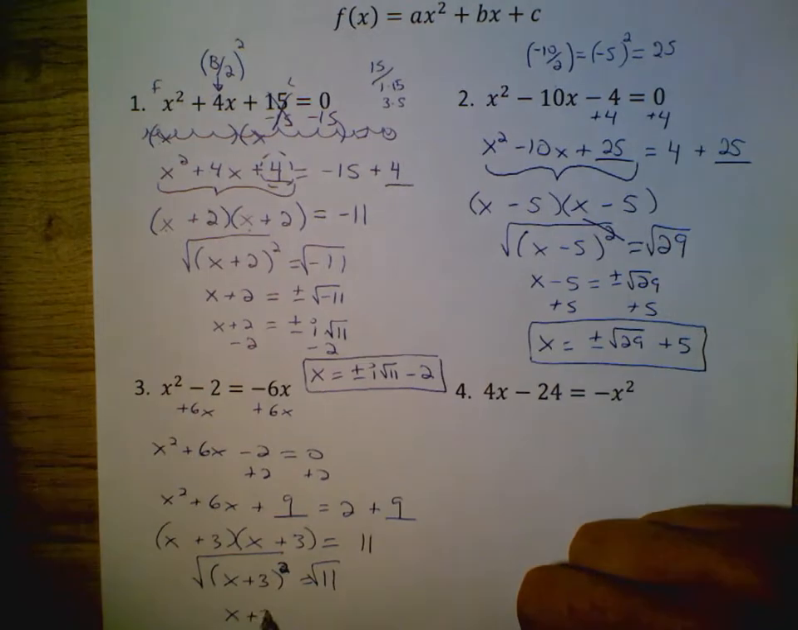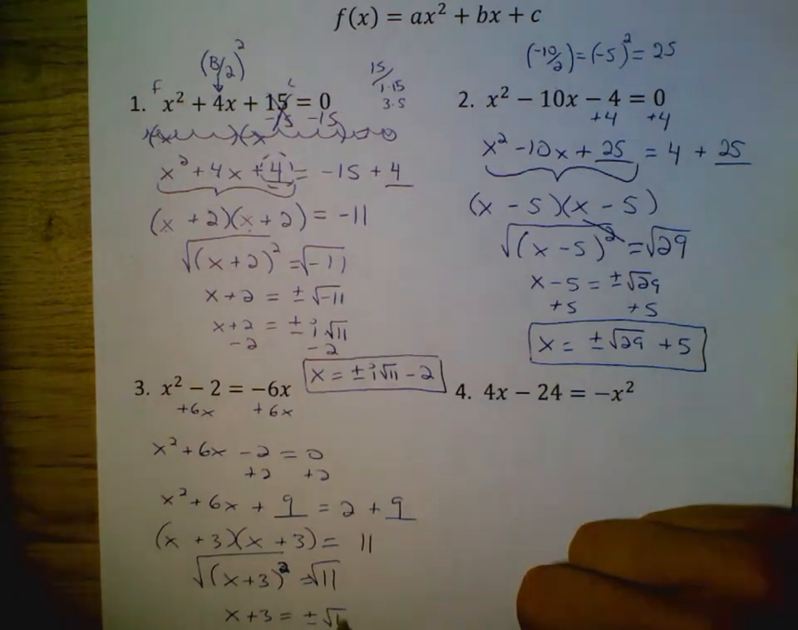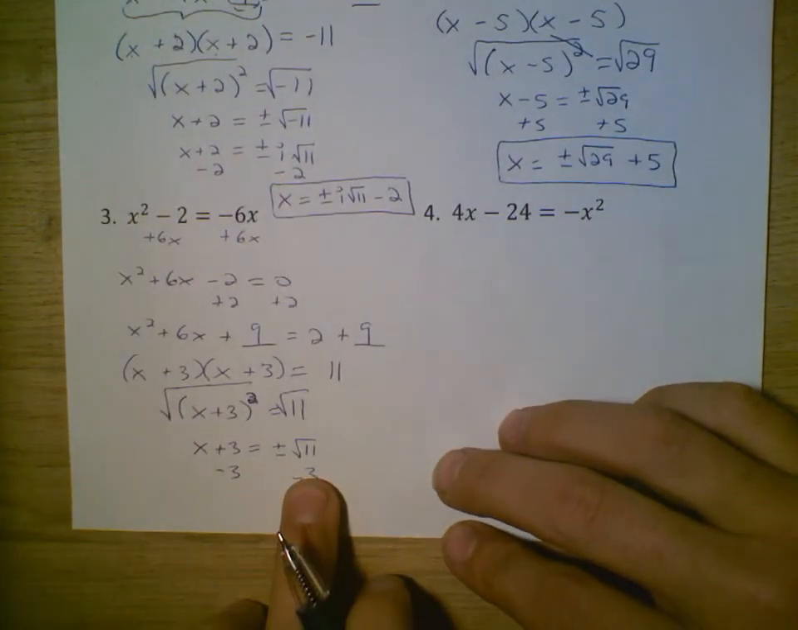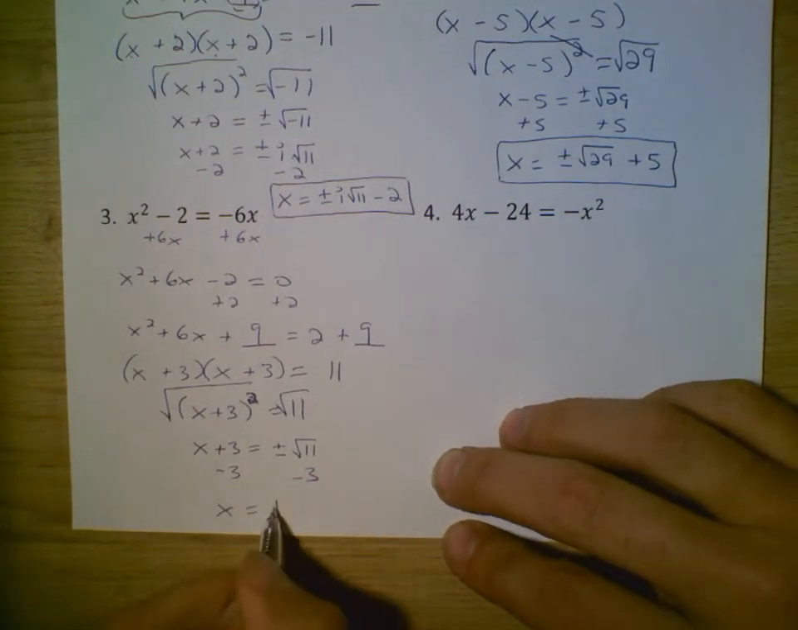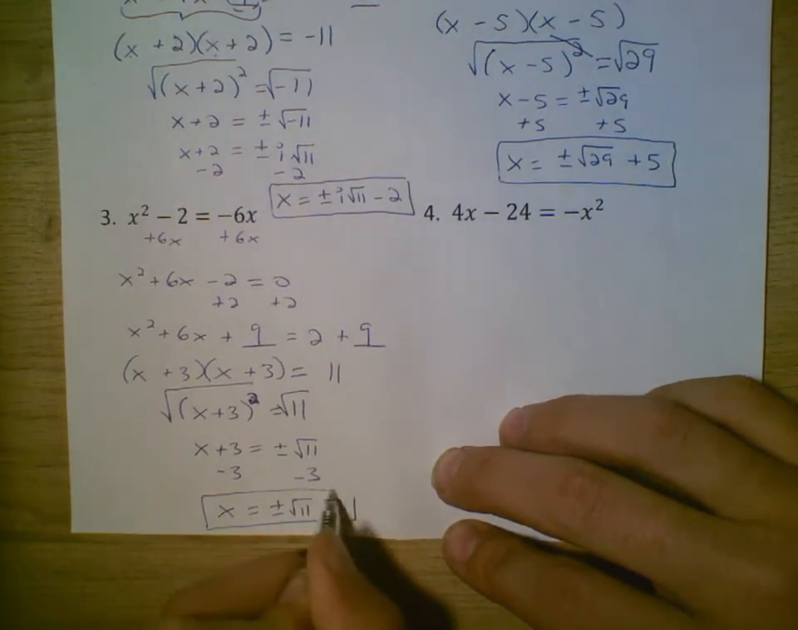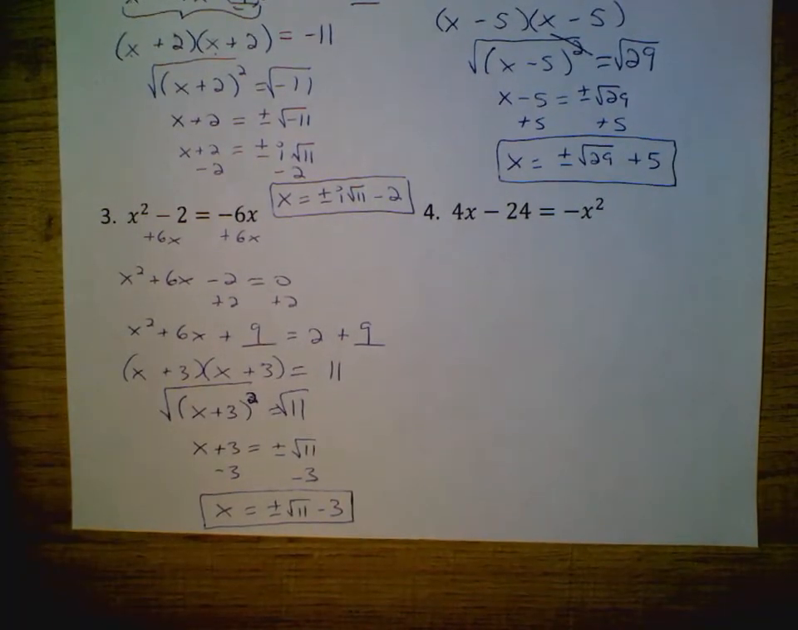That gives me x plus 3 equals plus or minus the square root of 11, and I can just subtract 3 here at the end, and that'll give me x equals plus or minus the square root of 11 minus 3. All right, one last example to run through here.